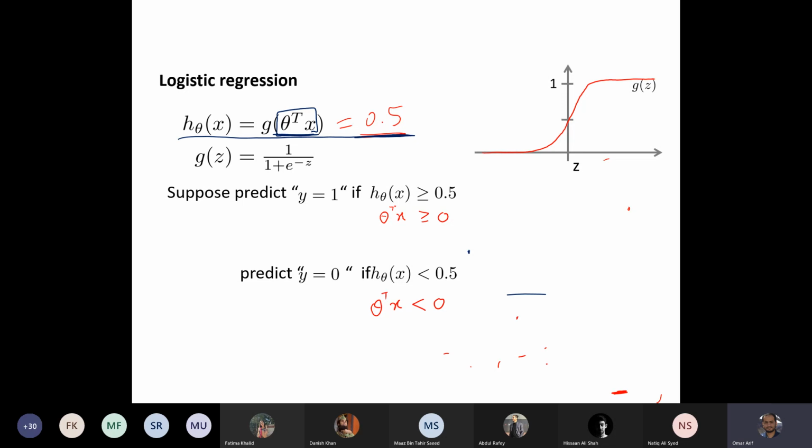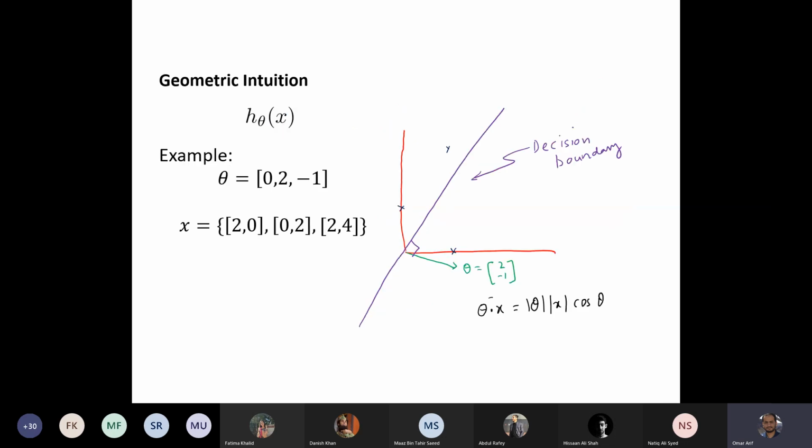So let's look at an example. This is your training set: (2, 0), (0, 2) and (2, 4). This is x1, this is x2. Let's look at the first example (2, 0). This is the plot of (2, 0). ठीक है, ये मैंने यहाँ plot कर दिया (2, 0). (0, 2) is here and (2, 4) is here.